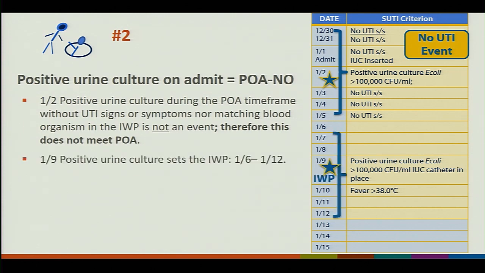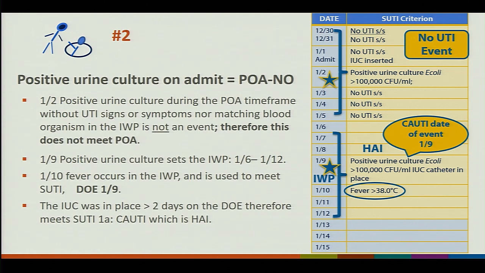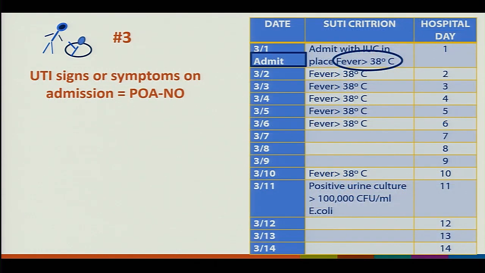Later down, we have a 1.9 positive culture. It sets our IWP from 1.6 to 1.12. We do have a fever on 1.10. Our DOE is 1.9. The catheter was in place for greater than 2 days on the date of event. Therefore, this meets SUTI 1A, CAUTI, which is HAI.